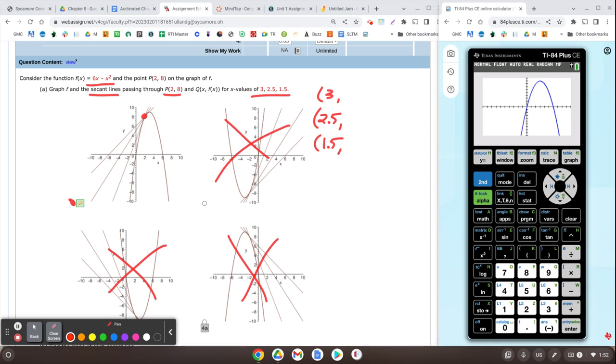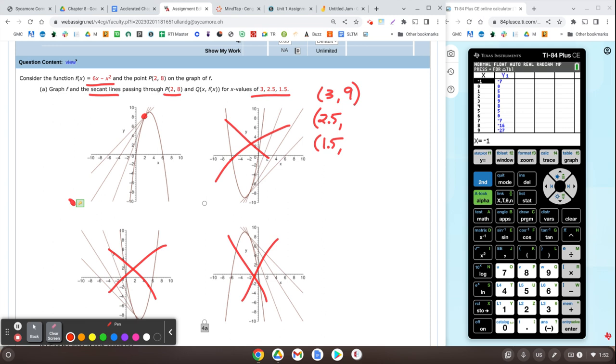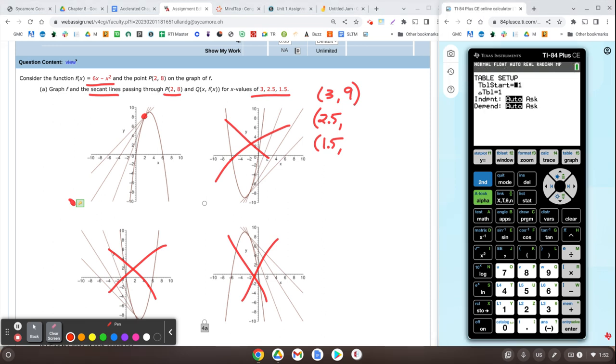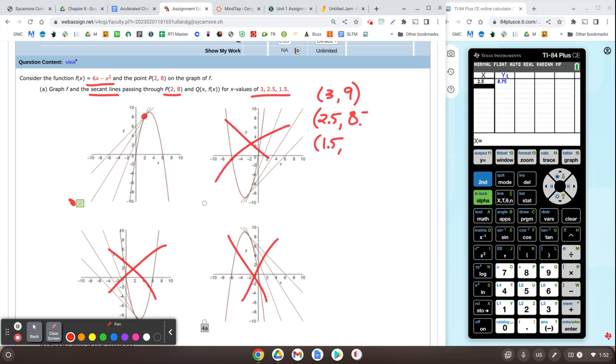Now, hopefully you know about the table feature. So we know that 3 is 9. But what is 2.5? Well, we can do that. Go to your table settings, switch it down to ask, go back to your table, and this 2.5 is 8.75, and 1.5 is 6.75.